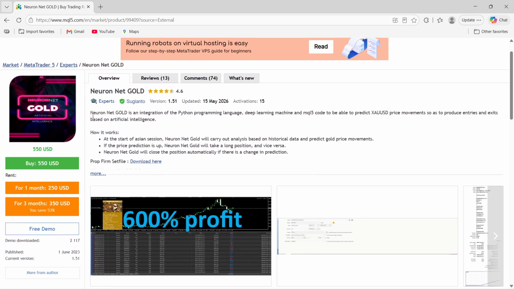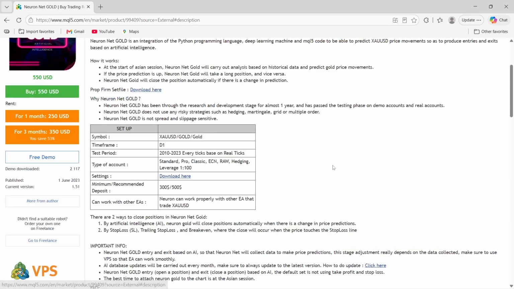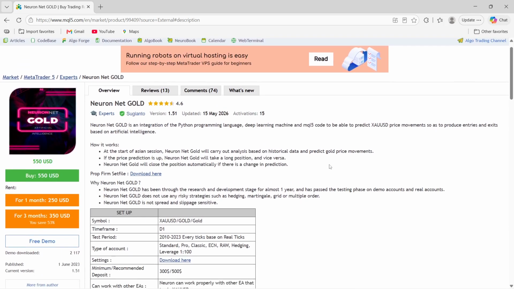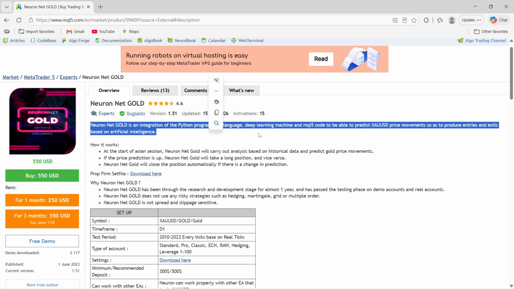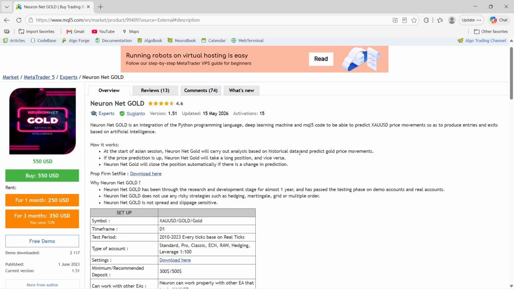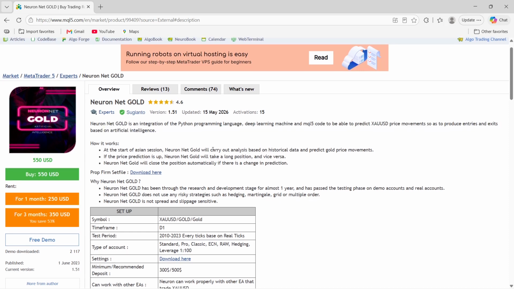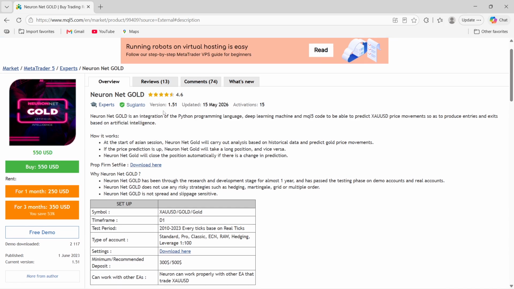Alright, so according to the MQ5 page, let me just expand this so we can see it more clearly. Neuron Net Code uses a combination of Python, deep learning, and MQ5 to predict XAUUSD price movements. Alright, so you can see it over here. At the start of the Asian session, it analyzes historical data and makes a directional forecast.